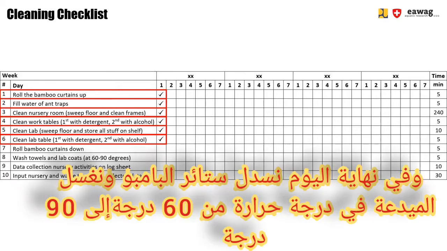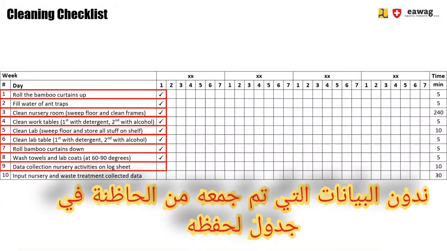Then, at the end of the day, we roll all the bamboo curtains down again. We make sure that all the towels and lab coats are washed at 60 or 90 degrees and that the performance data collected from the nursery is inputted on the log sheet and entered in the spreadsheet.